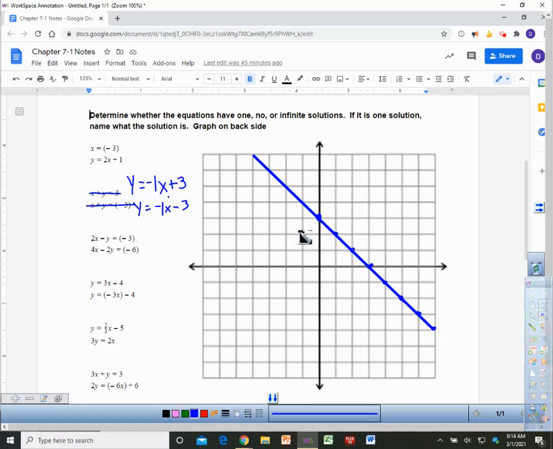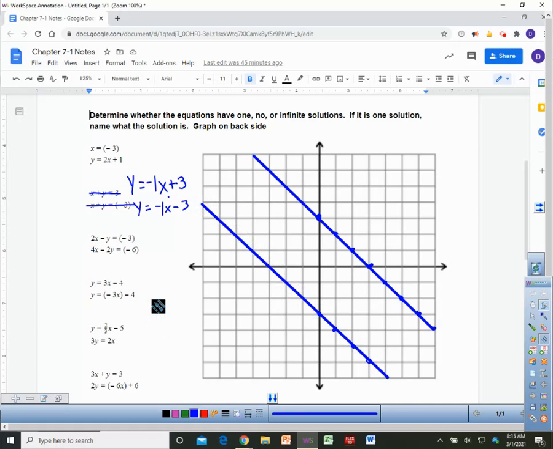I put my first dot at -3. So I go down 3, 1, 2, 3. Down 1 over 1. So there are my 2 graphs.